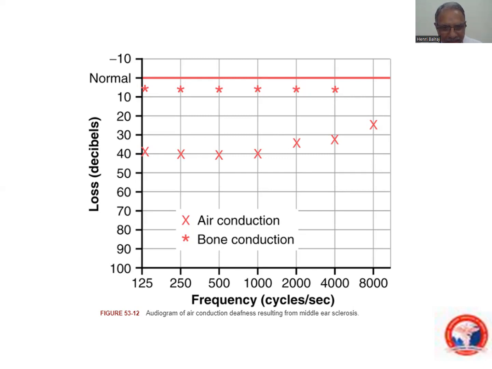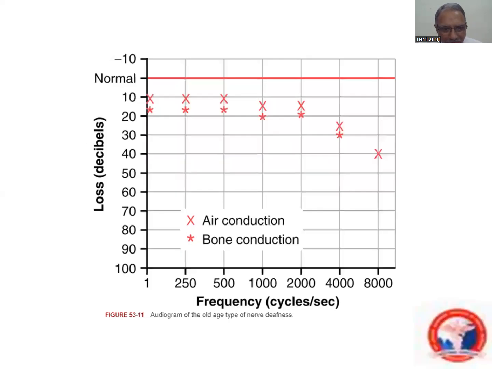So here you can see that the frequency is 125. Earlier, with sensory neural deafness of old age, the recording started at a frequency of 125 cycles per second, and the stimulus was given for up to 8,000 cycles per second. So this is sensory neural deafness in old age. It means the nerve is involved.